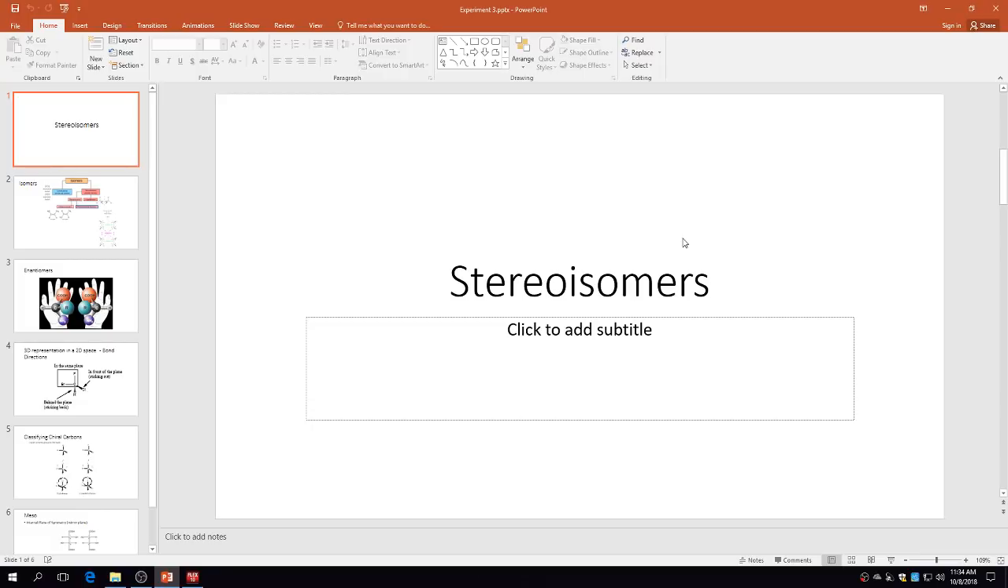Now that we've talked about all the administrative stuff, let's talk about actual stereoisomers. So what is a stereoisomer?